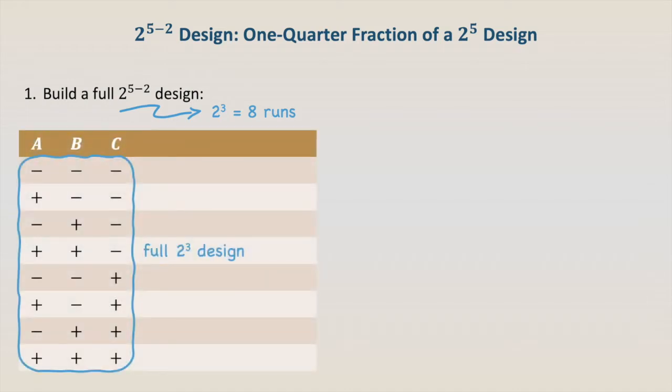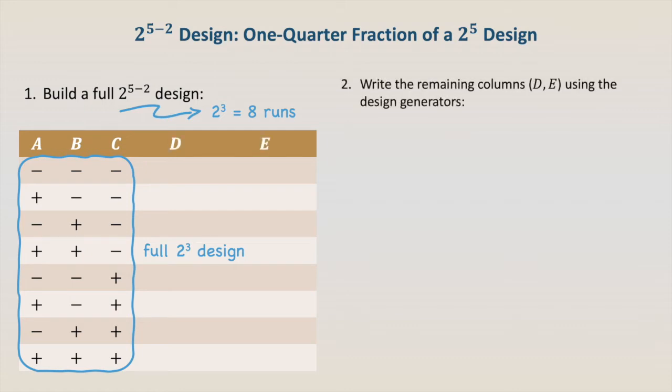To build a 1/4 design, the first step is to write down a basic design consisting of the runs associated with a full 2 in the power of k minus 2 factors. In the case of a 2 in the power of 5 minus 2 design, it is a full 2 in the power of 3 design with 8 runs. So here we have our well-known full 2 in the power of 3 design with the 8 runs.